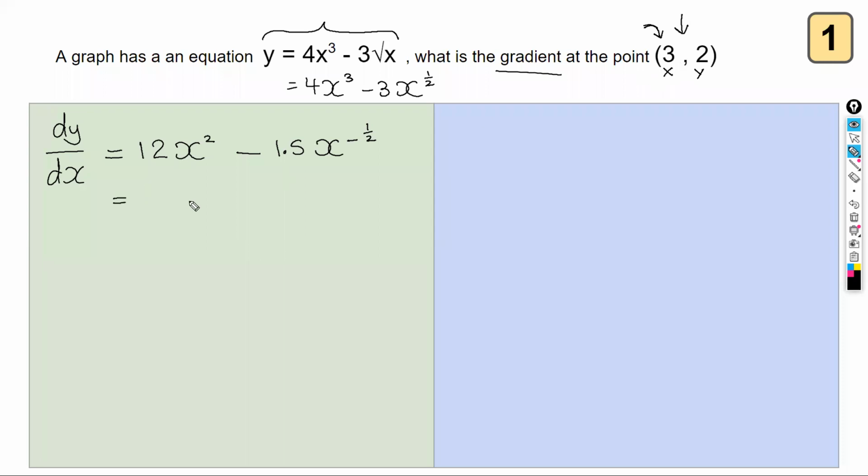So you're just substituting x is 3 inside here. Or the x's, right? And this is to the power minus a half. If you don't like the minus a half, you can put 0.5 on your calculator. So let me type this in on my calculator. 12 multiplied by 3 squared minus, minus 1.5 multiplied by 3 to the power 0.5. And I'm actually getting 107.13. I'm going to double check it here.